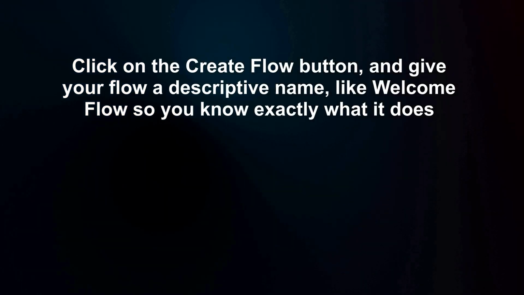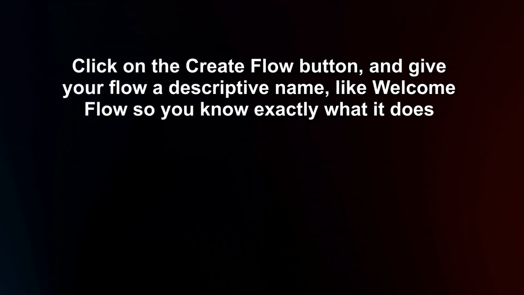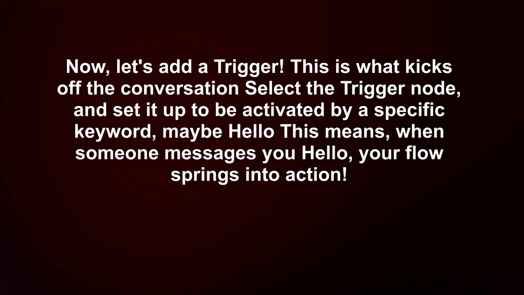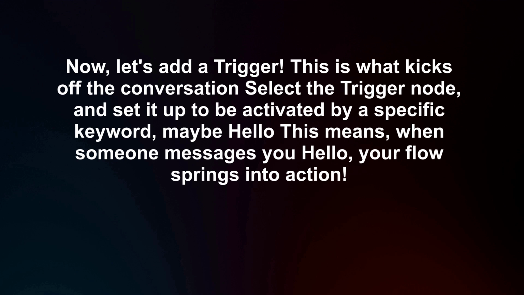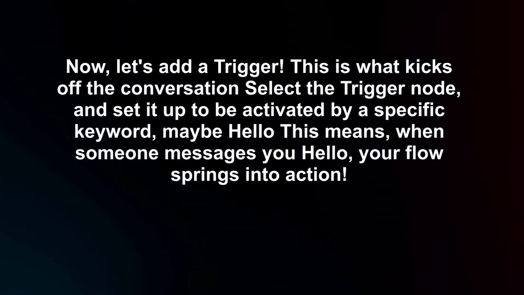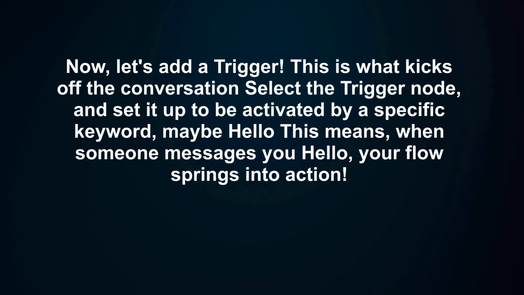Click on the Create Flow button and give your flow a descriptive name, like Welcome Flows, so you know exactly what it does. Now, let's add a trigger. This is what kicks off the conversation. Select the trigger node and set it up to be activated by a specific keyword. Maybe hello. This means when someone messages you hello, your flow springs into action.